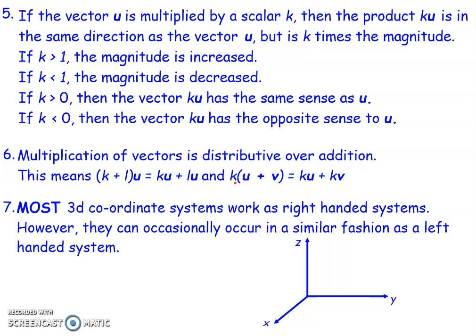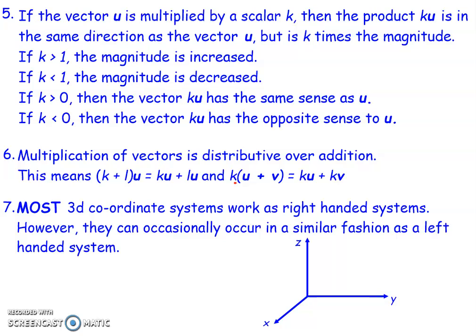If we look at the signs of k, if k is bigger than 0, so it remains positive, the vector ku has the same sense as u and still points in that same direction. However, if k is less than 0, then the vector ku has the opposite sense to u. So the size of the k tells you how much bigger or smaller it is. Whether it's positive or negative tells you the sense, i.e. which way it points in the direction the vector ends up going in the end.